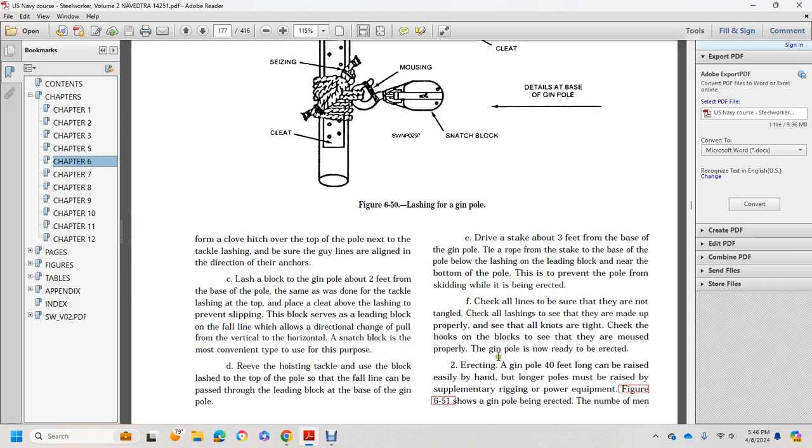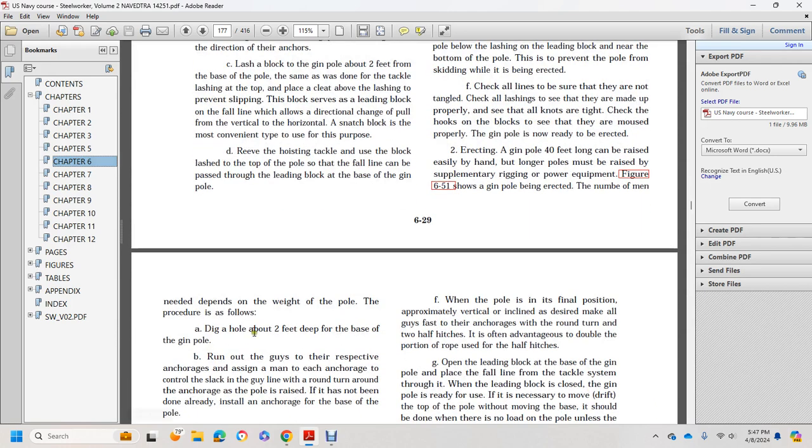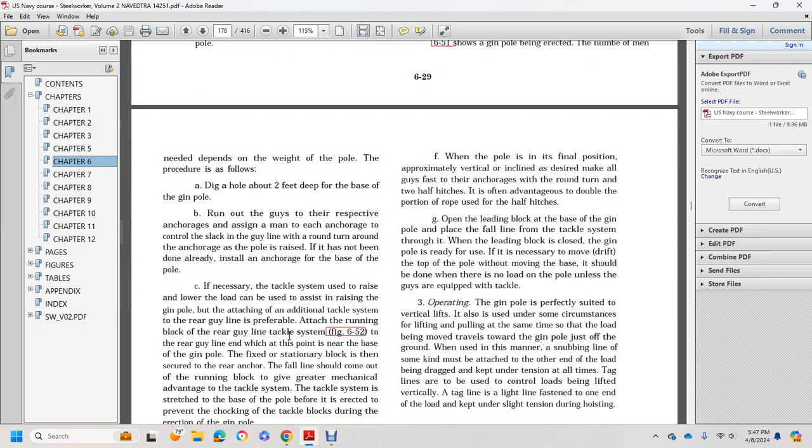The gin pole is not readily erected. A gin pole 40 feet long can be raised easily, but longer poles must be raised with supplementary rigging and power equipment. The gin pole will be erected with a number of men, depending on the weight of the pole. The procedure to follow is to dig a hole 2 feet deep at the base of the gin pole, and run out the guy lines with respect to their anchors with the assignment of the men.